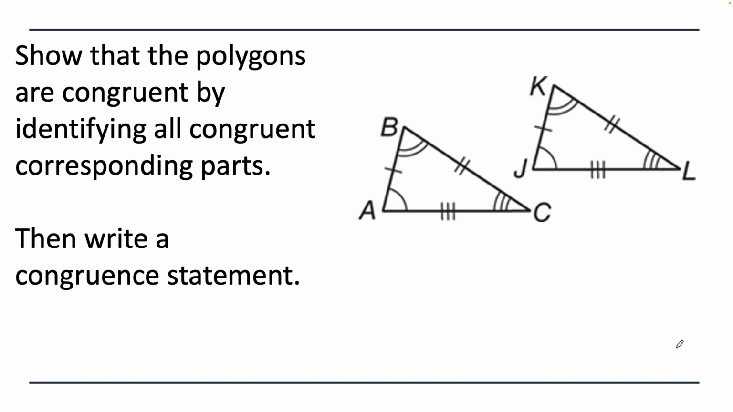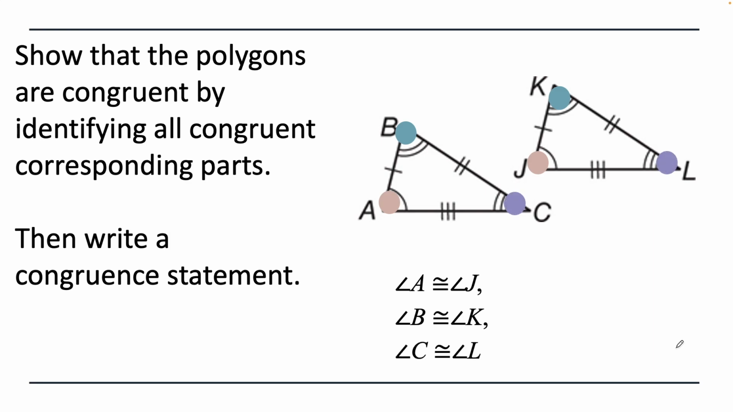So just look at those a sec, and you'll notice that angles A and J both have one arc. So those are congruent to each other, A congruent to J. And then B and K, those both have two arcs. And then C and L, those both have three arcs. So those are the sets of congruent angles.